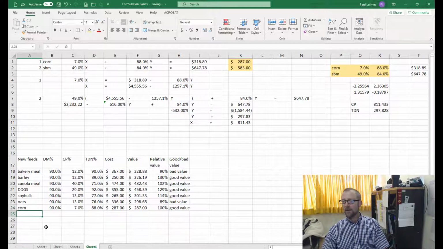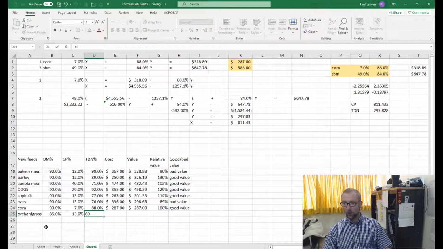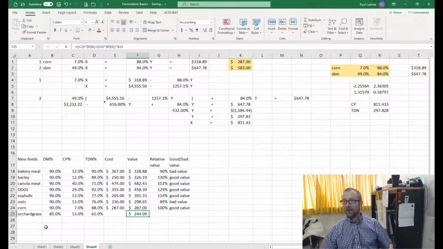You can also do it now. You've got to be careful if you want to do something like hay. So for example, let's say I want to do orchard grass hay. Let's say I can buy some orchard grass hay. Okay, and I'm going to say that orchard grass hay is about 85% dry matter. The crude protein level on that is about 13%, and the TDN is about 61. Let's say 61% is an approximate number. So now I have an idea what the value is. It's worth about $244 a ton, or frankly, I might as well just go out and buy other feeds.